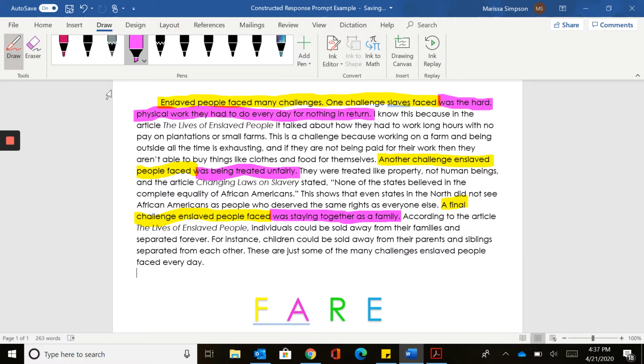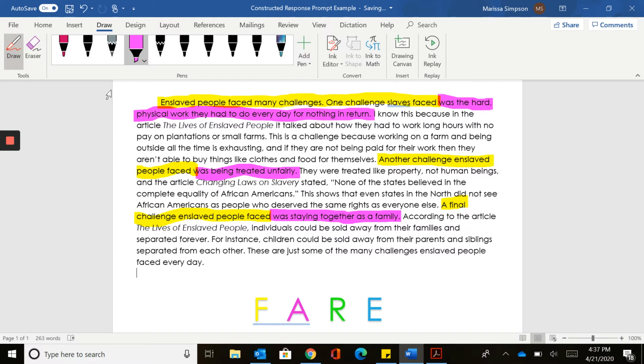Another challenge enslaved people faced was being treated unfairly. They were treated like property, not human beings. In the article, Changing Laws on Slavery stated, "none of the states believed in the complete equality of African Americans." This shows that even states of the North did not see African Americans as people who deserved the same rights as everyone else.